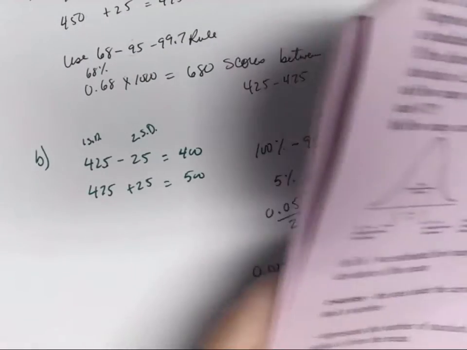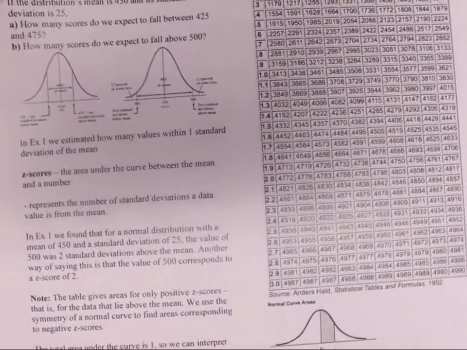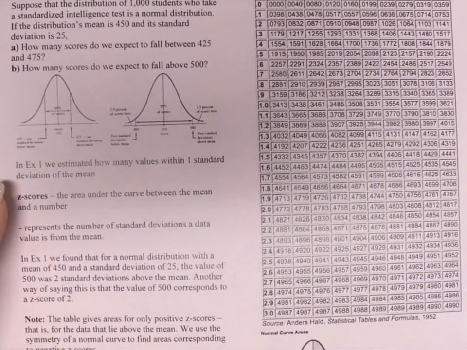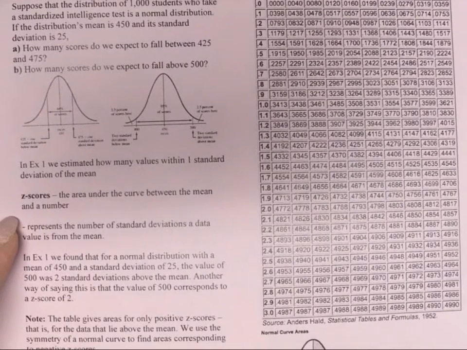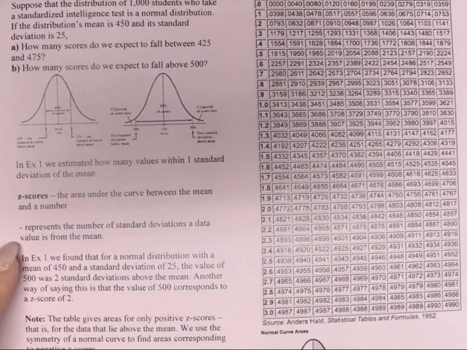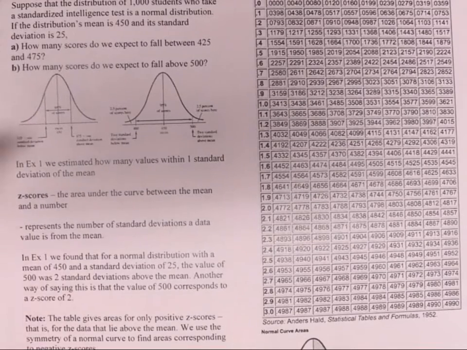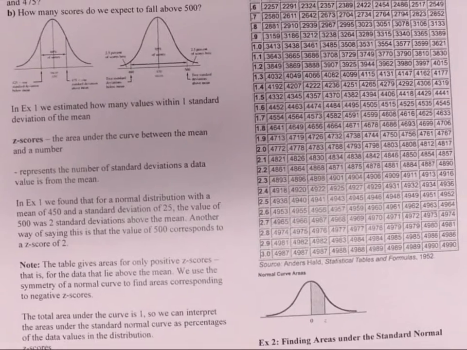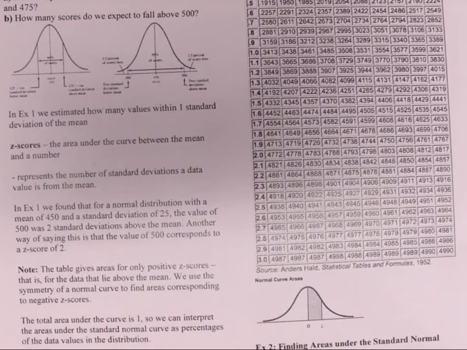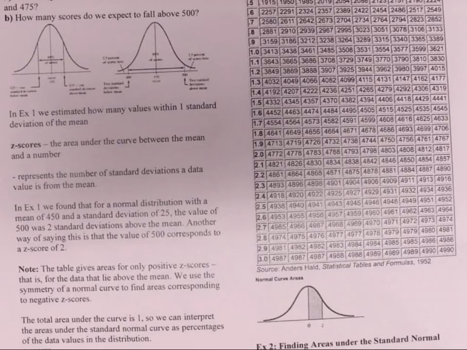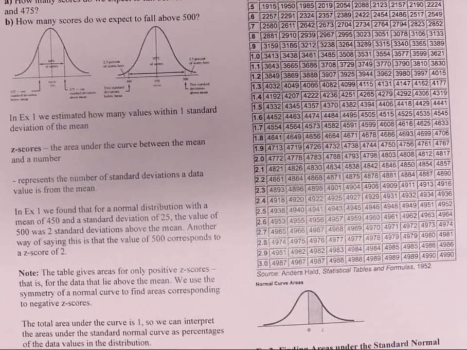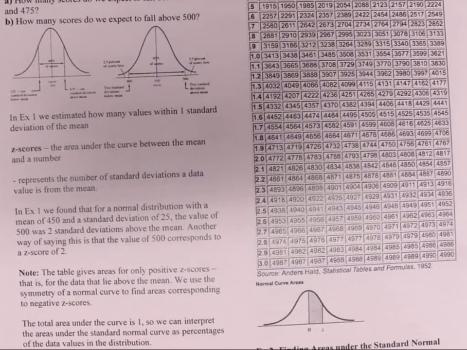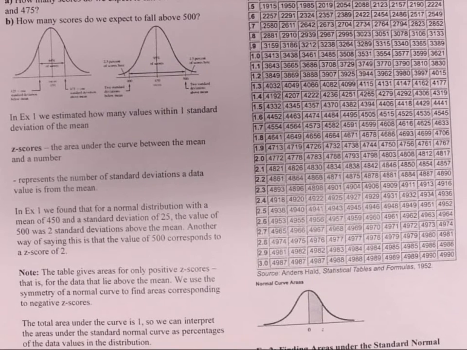All right, so now what we're going to do is discuss this a little bit. So in example 1, we estimated how many values within 1 standard deviation of the mean. And the z-scores are the area under the curve between the mean and a number. They represent the number of standard deviations the data value is from the mean. So in example 1, we found that for a normal distribution with a mean of 450 and a standard deviation of 25, the value of 500 was 2 standard deviations above the mean. Another way of saying this is that the value of 500 corresponds to a z-score of 2.